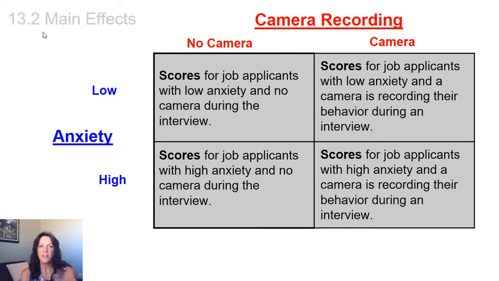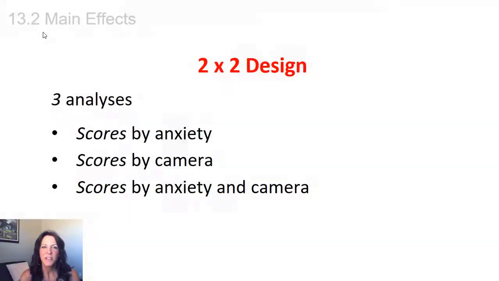So as I look at this particular study, what are some hypotheses that you might have? Well, you might have a hypothesis that people with high anxiety do worse than people with low anxiety. Or you might also have a hypothesis that people who are on camera do worse than people who aren't on camera, or vice versa. So we can make our hypotheses based on these two different, what we're going to call main effects. So a 2x2 design, we can do three different types of analyses.